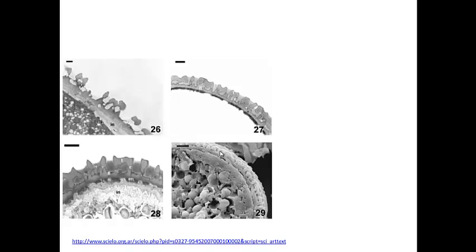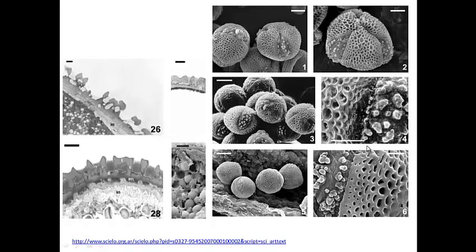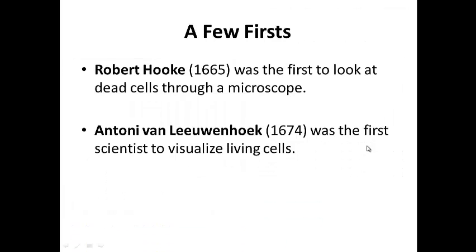So this would be what type versus this, okay? Now, there are also a few firsts as it concerns the cell. Robert Hooke, he was the first to look at dead cells through a microscope as far as we know. Now, Leeuwenhoek was the first scientist to visualize living cells. And so I think they would be really fascinated to see how far we've come in terms of moving from light microscopy to these electron microscopy, okay?